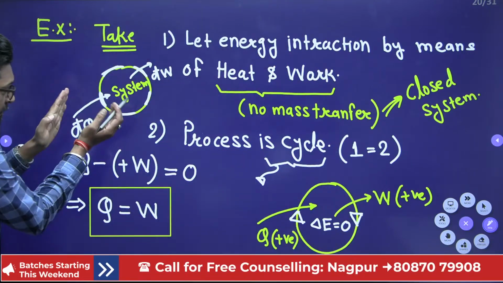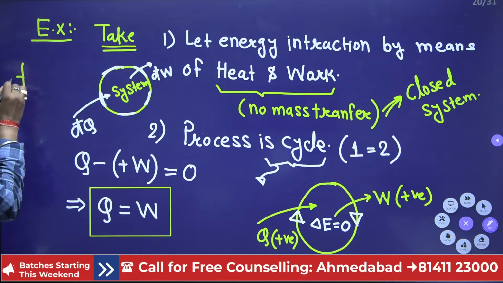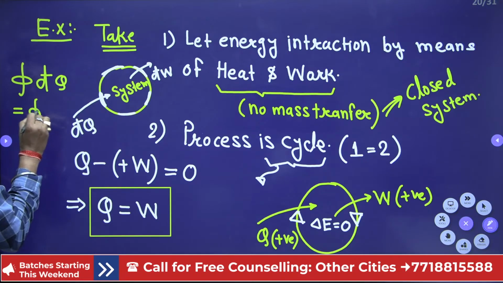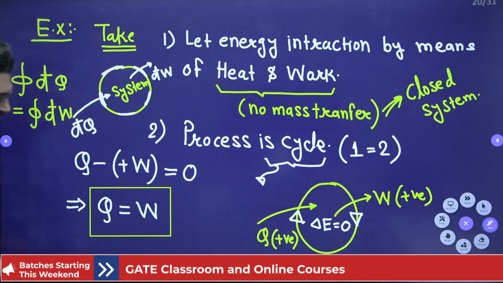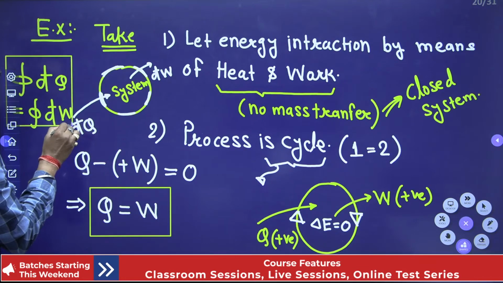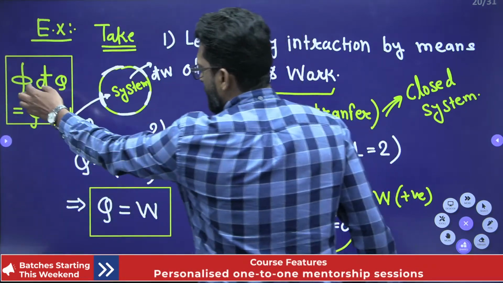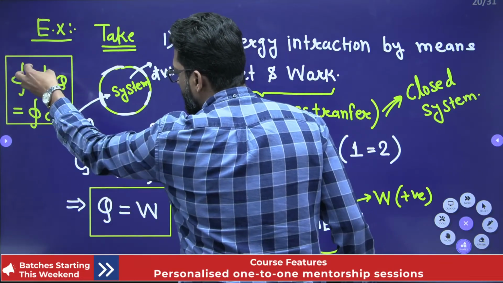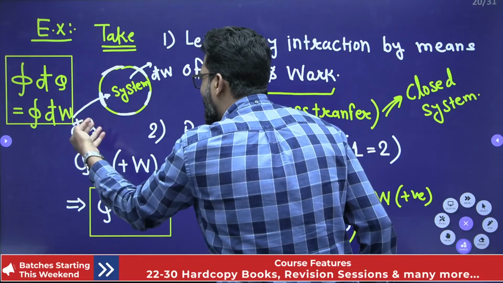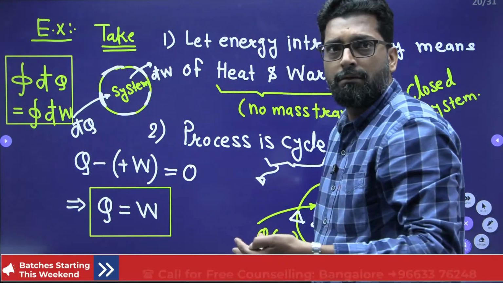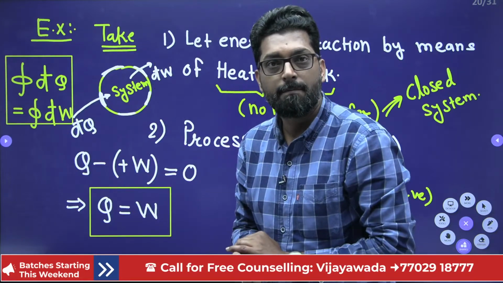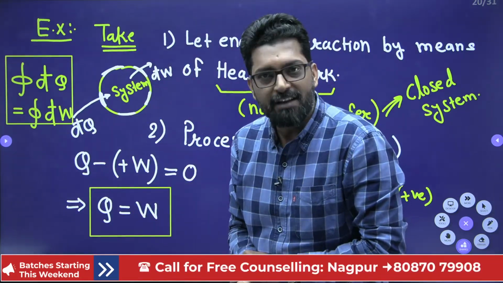From this observation, what is the net heat transfer? Cyclic integration of dq is equal to cyclic integration of dw. This is very important. Again, this is another notation. So in thermodynamics, what is the meaning of that notation? You have to be very clear about that. What is meant by cyclic integration of dq equal to cyclic integration of dw? That means total energy in the form of heat in is equal to total energy in the form of work out. The system must be a closed system, because there is no mass transfer, and the process must be a cycle.